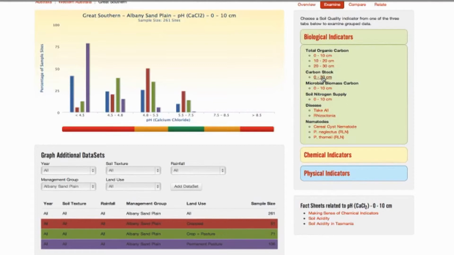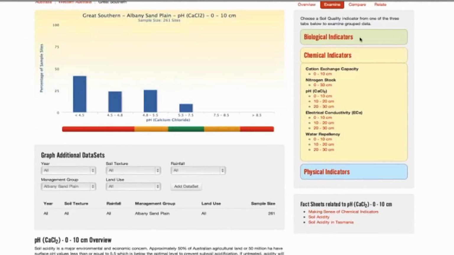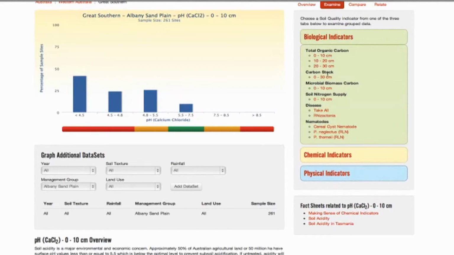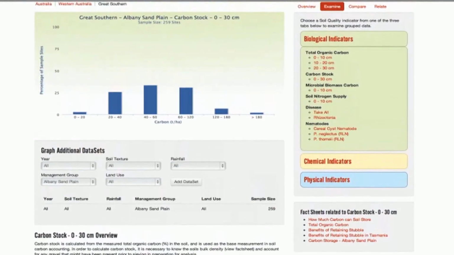Carbon stock is very similar. This is what the project was about. And you can get a look at what the carbon stock values are like. So we can look at, in a similar way, the carbon stock, which is what this study was about. So all that's doing is presenting a range there. Again, we're in the same area, looking at the same sites, measuring carbon stock from 0 to 30 centimetres.